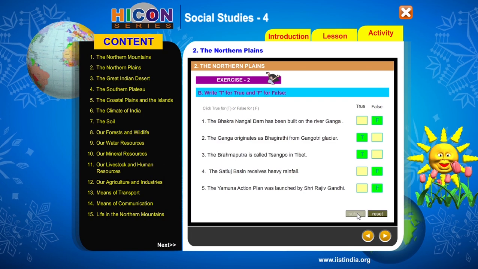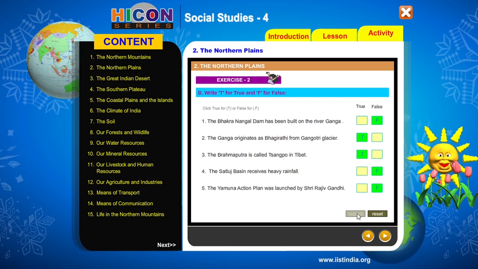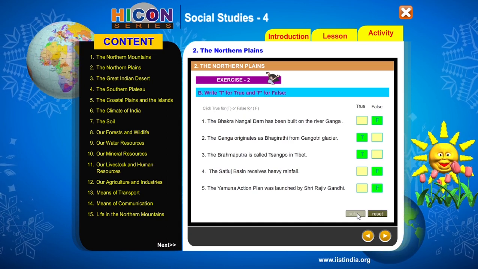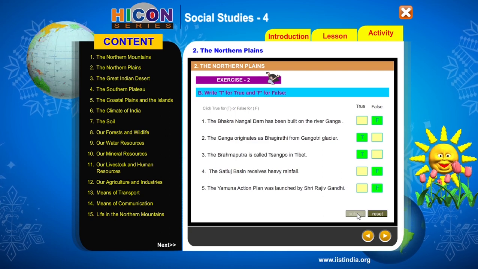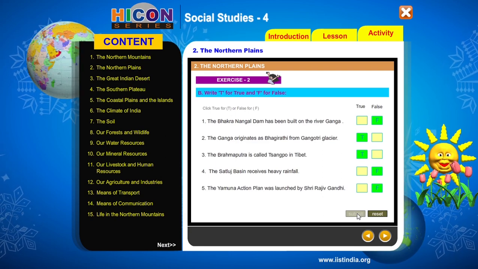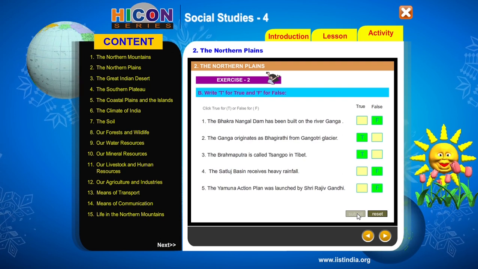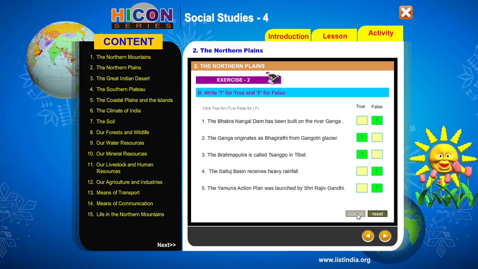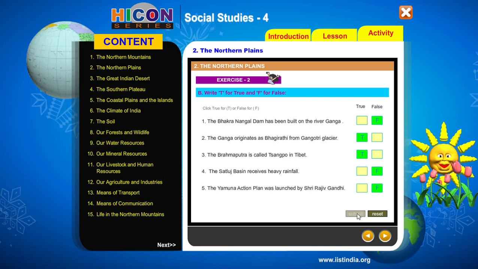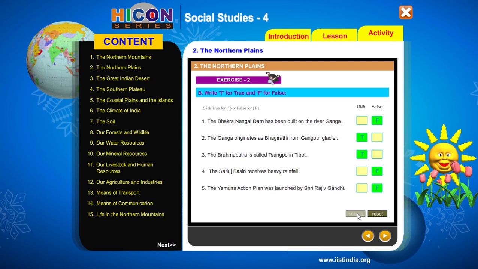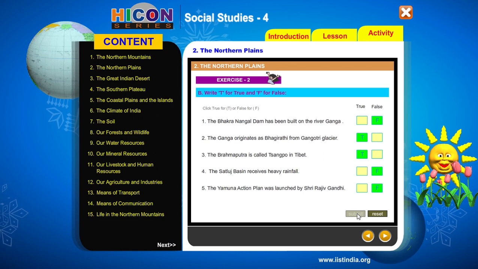So we will read the sentences once again. The Bhakra Nangal Dam has been built on the river Ganga is a false statement, a wrong statement, because Bhakra Nangal Dam has been built on the river Satluj. The Ganga originates as a Bhagirathi from a Gangotri glacier is a true statement. The Brahmaputra is called Zangpo in Tibet is again true. The Satluj Basin receives heavy rainfall is a false statement because Satluj Basin receives very little rainfall and Brahmaputra Basin receives very high rainfall, isn't it?